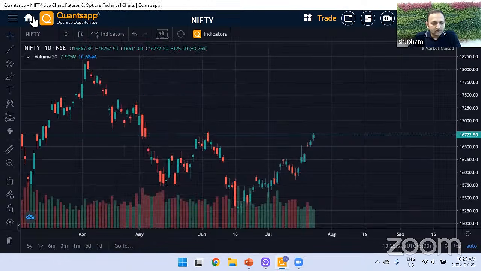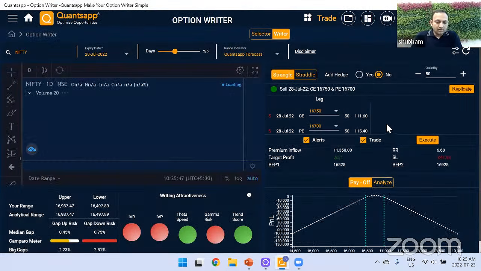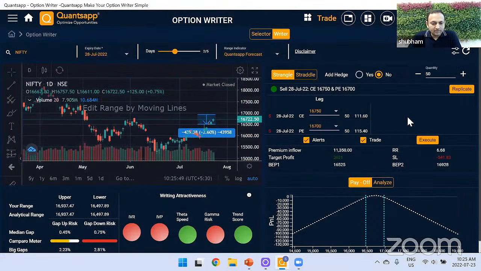So obviously this is slightly tricky to be done manually. So we do have an algorithm which we are going to talk about today, and that's what the tool is called, Option Writer. If I just go and click on Option Writer, we see a very big screen opening up. Let me explain what this is doing.